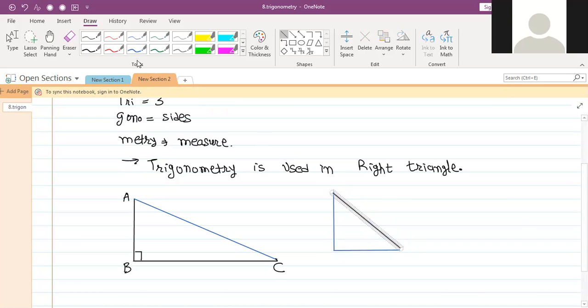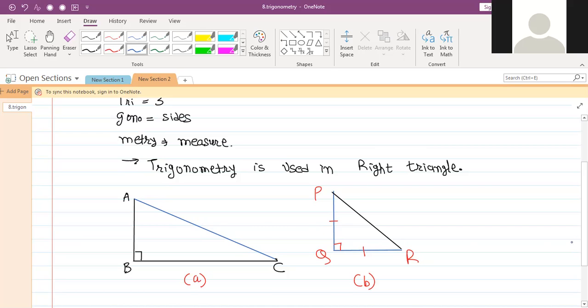In a right angle isosceles triangle, suppose I consider triangle PQR, and here Q is a 90-degree right angle. That means this one is an isosceles right angle triangle. The second one, figure B, is a simple right angle triangle. So trigonometry is applied to these two kinds of triangle.